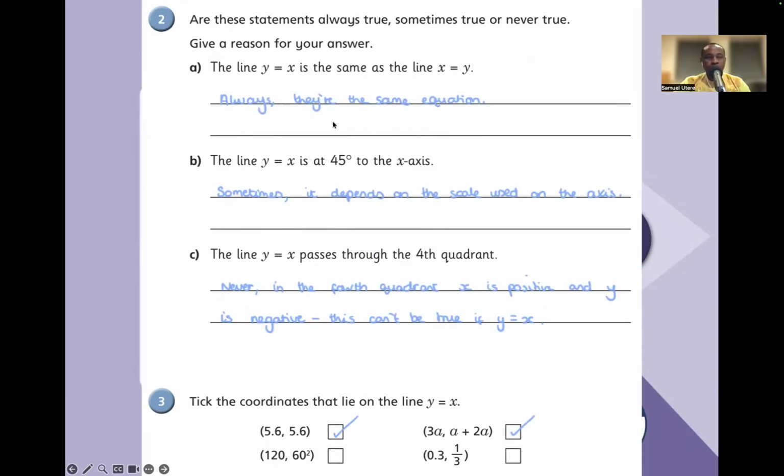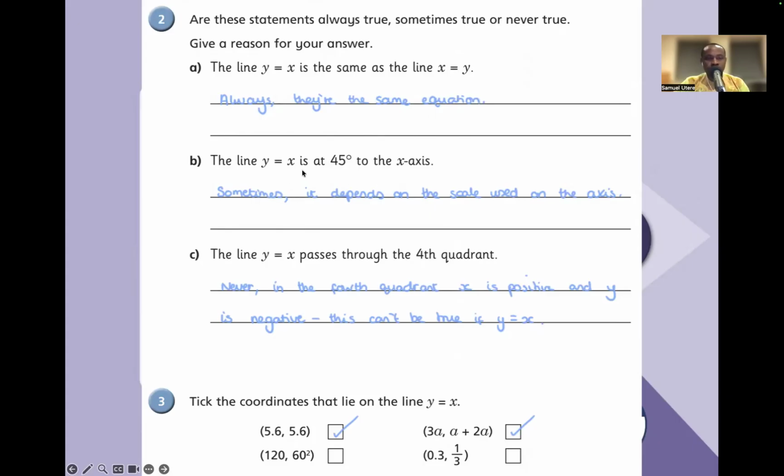So here you are asked, are these statements always true, sometimes true, or never true? You are asked to give a reason for your answer. For A, you were asked: the line y equals x is the same as the line x equals y. Always, they are the same equation. Yes, we just simply swapped it around.